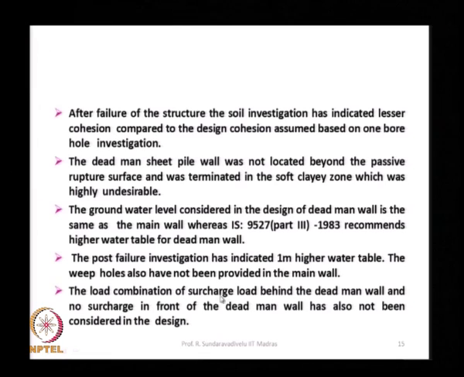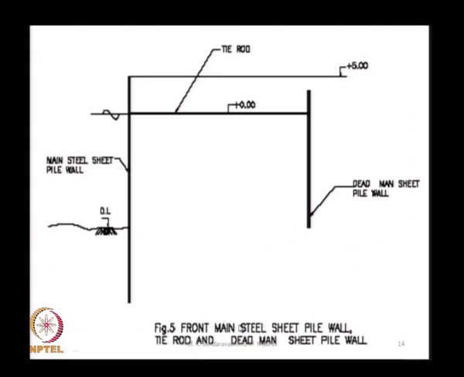The load combination of surcharge load behind the dead man wall and no surcharge in front of the dead man wall has also not been considered in the design. When you calculate the earth pressure, you have to assume some surcharge load. What is given in the IS 9527 code is you assume the surcharge here and no surcharge here. Surcharge means we are talking about 50 kilonewton per meter square, that is 5 tons per meter square. Suppose you stack the cargo here.